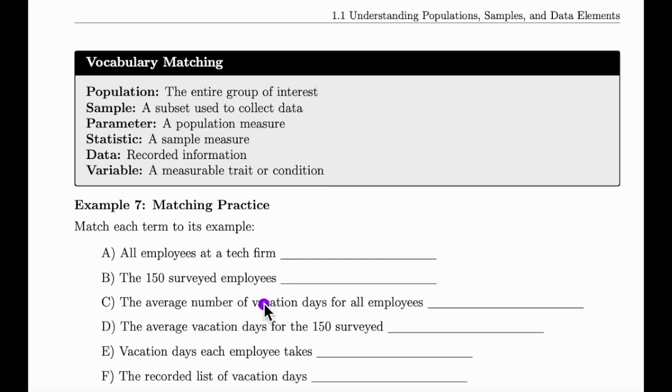Now, when we list out all that information, that is the data. So Part F is the recorded list of vacation days. When we collect that information, the set of all of those answers, that represents the data. So Part F would be data.